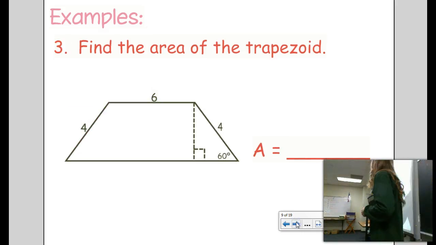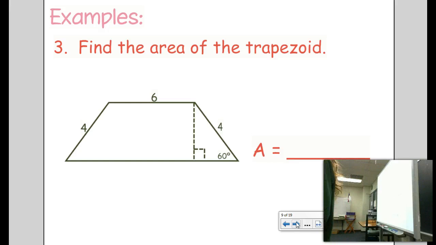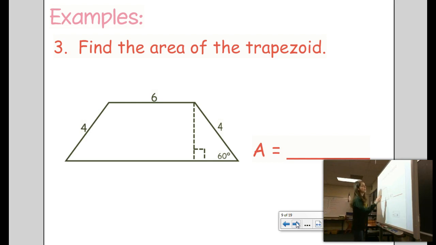Last trapezoid problem before we go on to rhombus. Same formula. Add your bases. Well, maybe find your bases first. It is a 30-60-90 triangle. Good observation, Torin. Since you found that observation, let's have you finish off the sides.